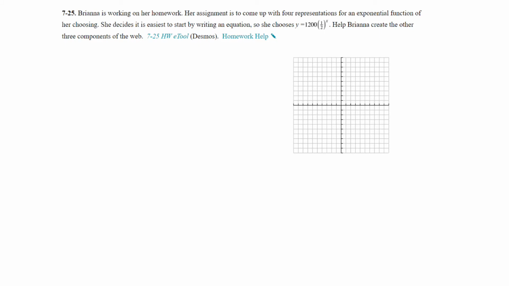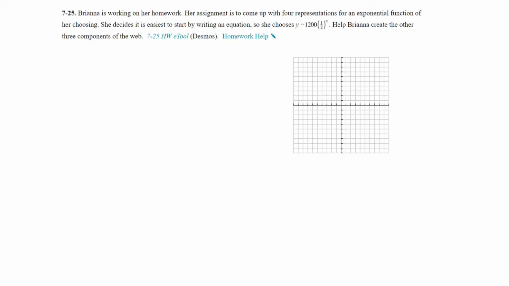Question 25. Brianna is working on her homework. Her assignment is to come up with 4 representations for an exponential function of her choosing. She decides it is easiest to start by writing the equation. So she chooses y equals 1200 times 1/2 raised to the x power. Help Brianna create the other 3 components of the web. So remember, the components of the web include the equation, the graph, a table, and a situation. So we need to do the other 3.